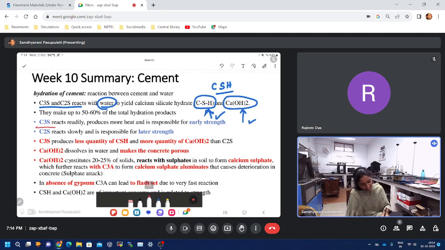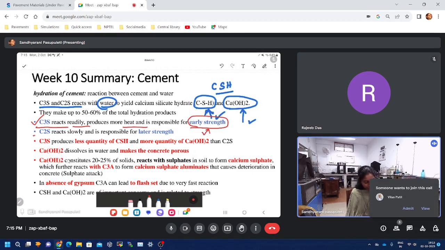So C3S reacts very readily. When we add water, C3S reacts immediately. Whenever a chemical reaction happens, there will be a release of heat. That is the reason why when you hold the cement in the hand and add the water, you feel the heat. So this is responsible for early strength. C3S, because it is reacting very quickly, will give the highest strength immediately. If we want to achieve the early strength in the cement, that is especially because of tricalcium silicate, which is nothing but the C3S.